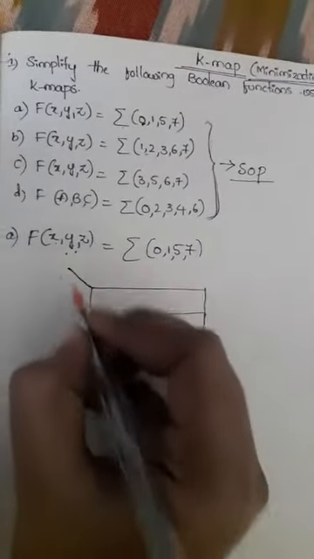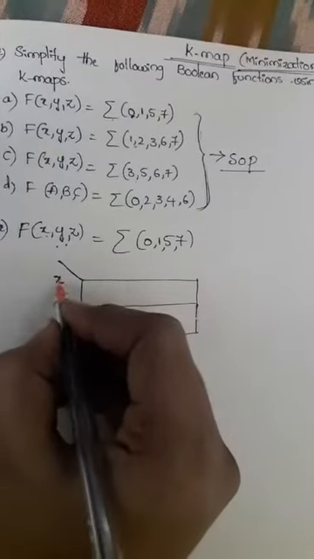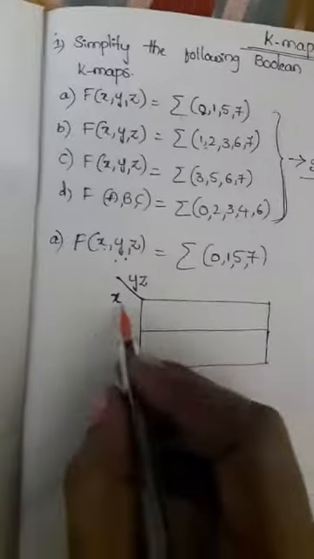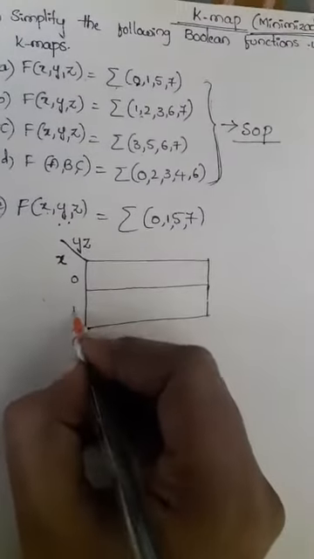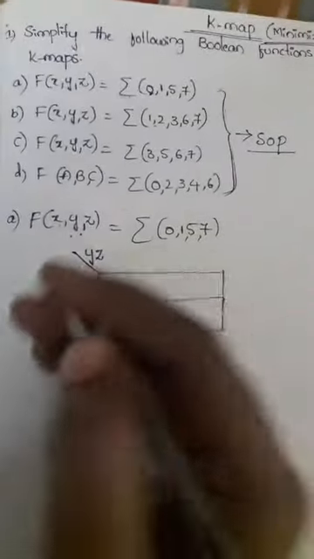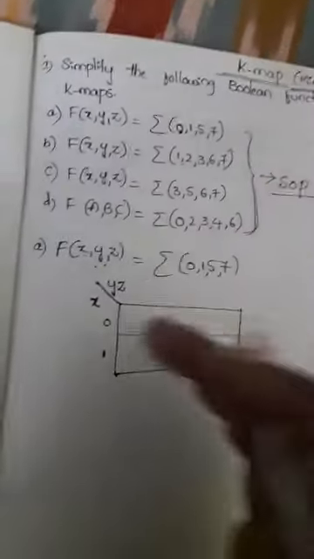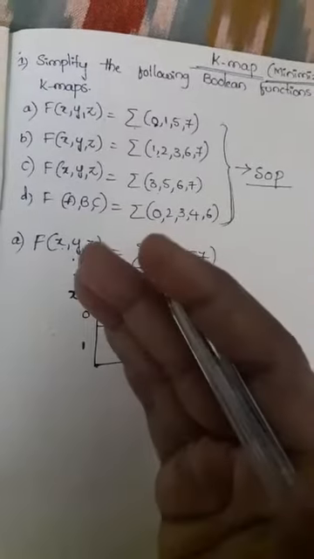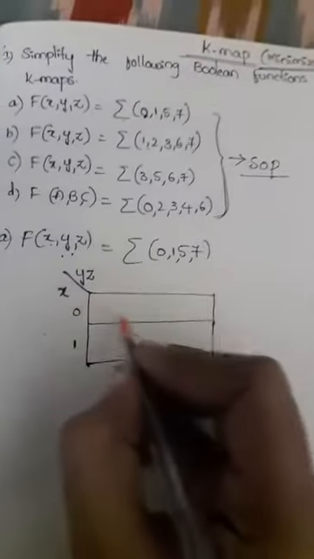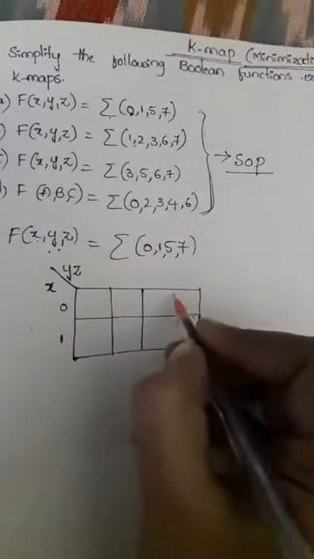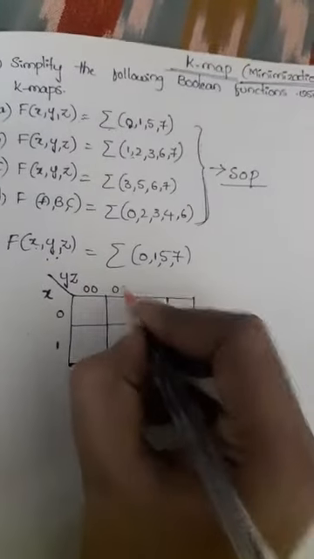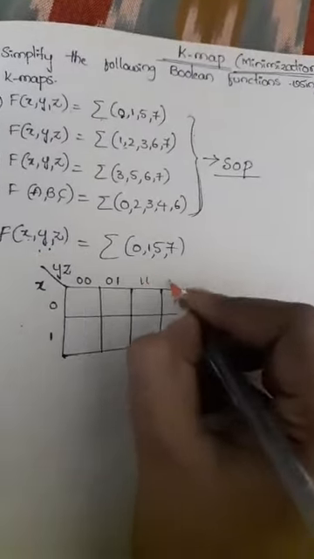Here I consider the variable x, and here yz. So x consists of two cells, either 0 and 1. If you have a single variable, it gives two combinations, that is 0, 1. For two variables, how many combinations do we get in total? Four combinations. Mention the combinations: 00, 01, 11, 10.